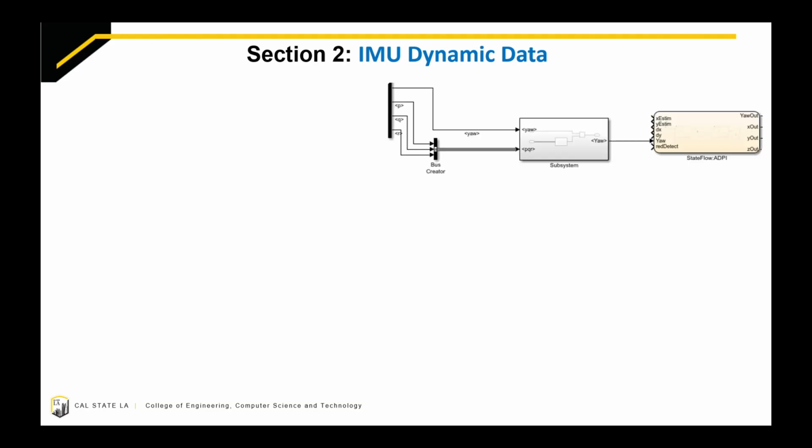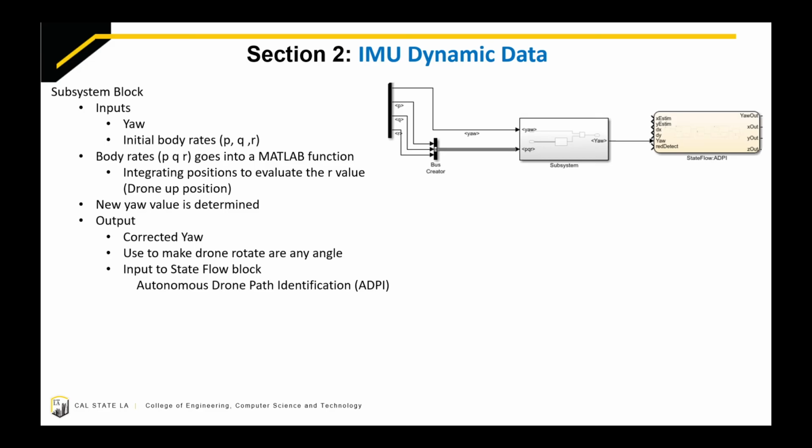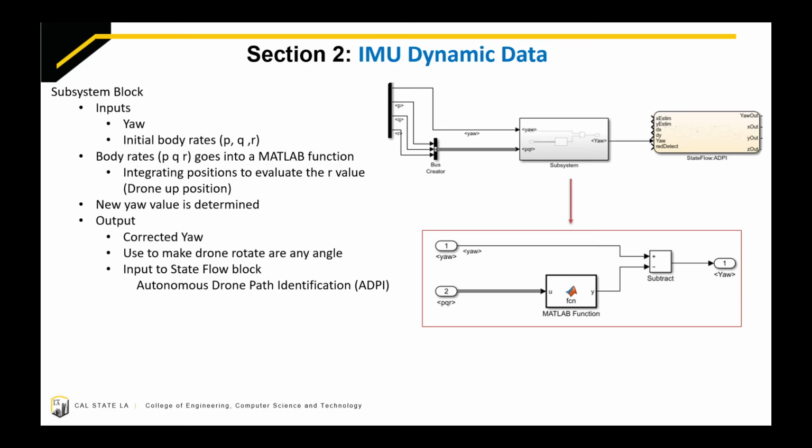In section 2, IMU Dynamic Data, the outputs are provided from the IMU data, which are yaw and inertial body rates. They are used as input to a subsystem to provide the correct yaw needed. This yaw will allow the drone to rotate at any angle. The inertial body rates go into the MATLAB functions to integrate positions to evaluate the R value with respect to the drone's up position, and then subtract it from the yaw to give an output of the correct yaw, which is then fed to the state flow block.